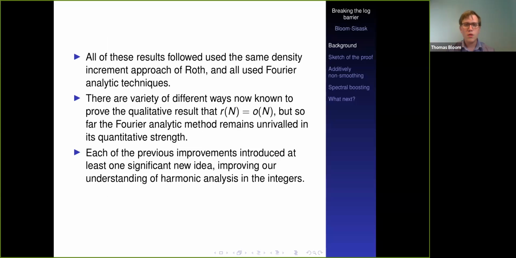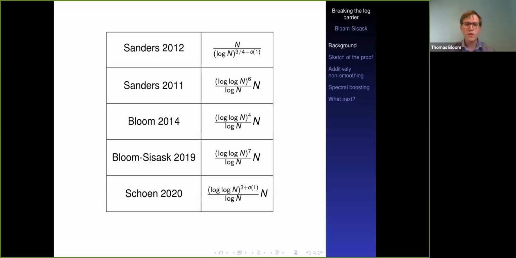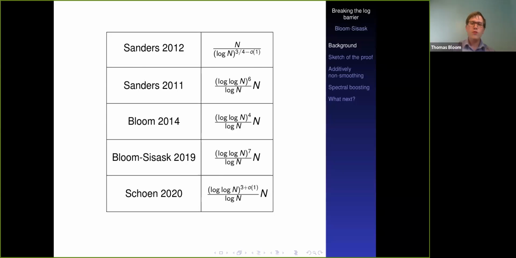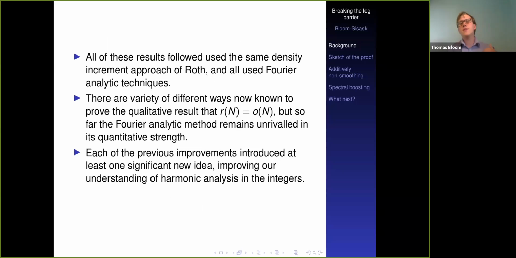And all of the previous results that I've mentioned, all of the bounds there, essentially use the same density increment method, which was introduced by Roth in the 50s. In particular, they all make some use of Fourier analysis and a density increment approach. In terms of the qualitative result, that R of n is little o of n, so that positive density subsets contain 3-term progressions, since the original argument of Roth, we now know several quite different methods of achieving this, some of which don't use any Fourier analysis at all.